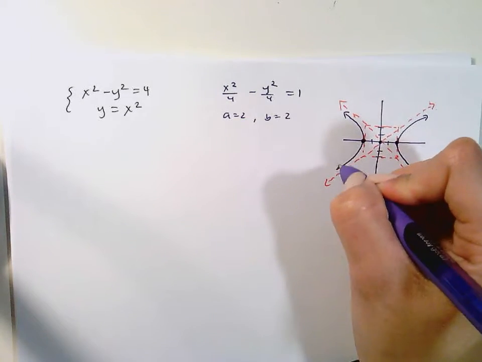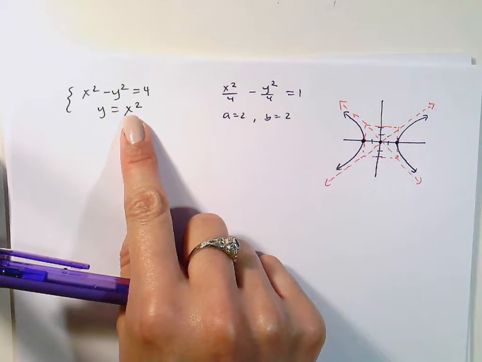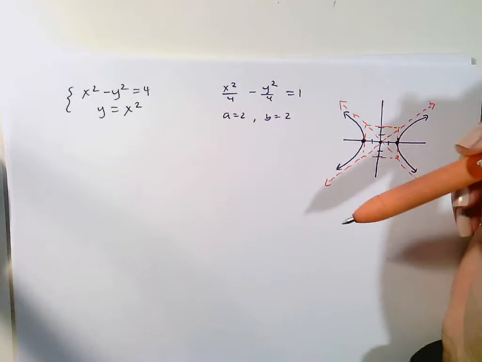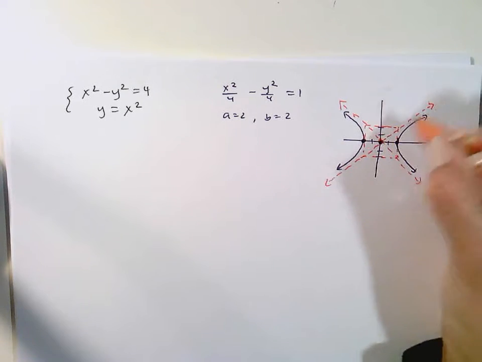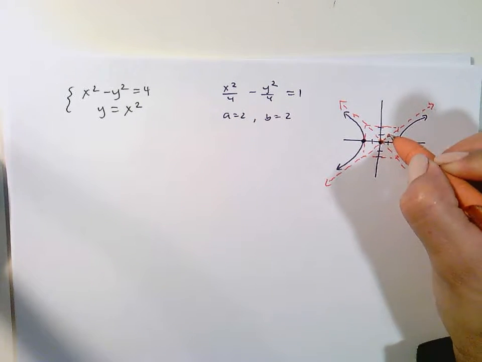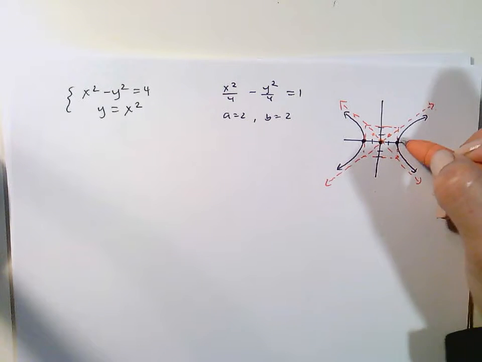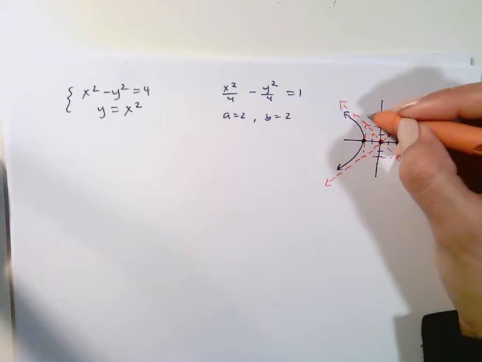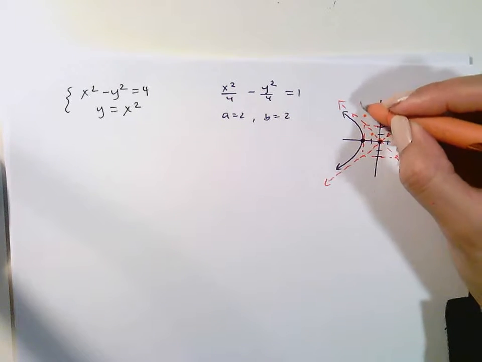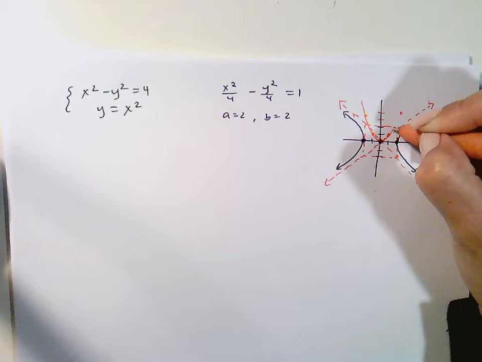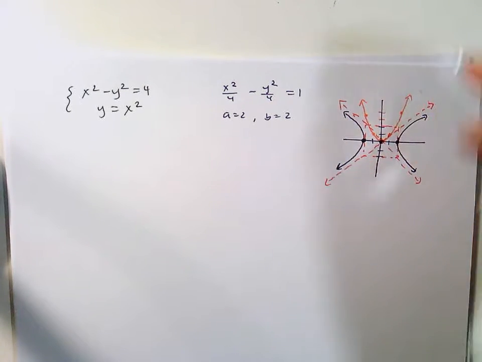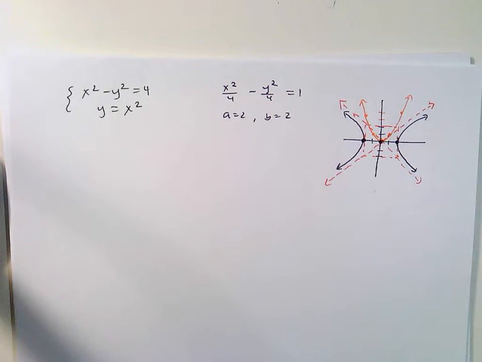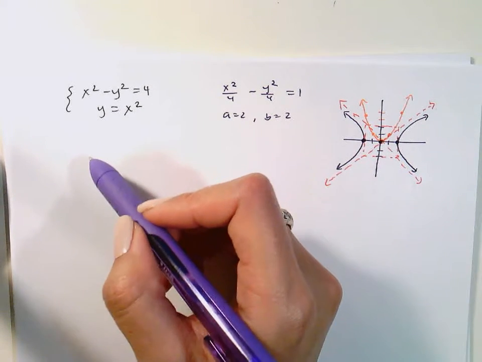For this second equation, we have y is equal to x squared. This is just a parabola. The vertex is at 0, 0, and it goes through 1, 1, negative 1, 1, and 2, 4. If you notice, these two actually do not intersect. So the hyperbola and this parabola do not intersect, which means when I find the solution, I should find that there's no solution. Let's go ahead and check that.